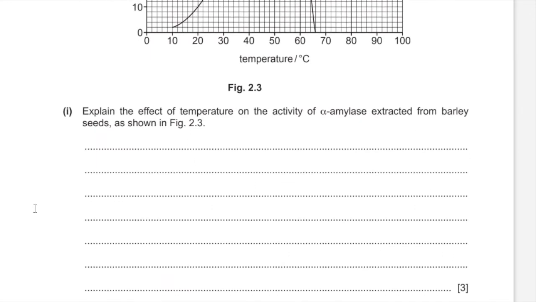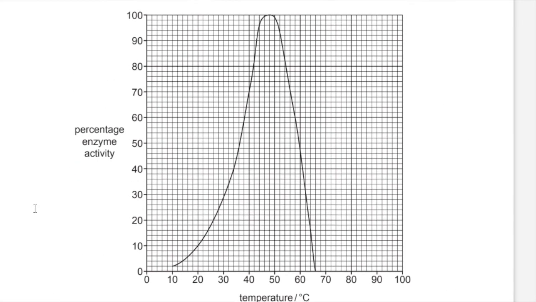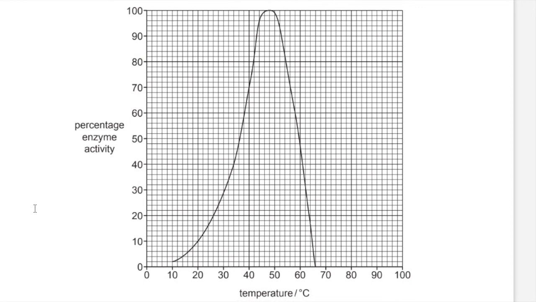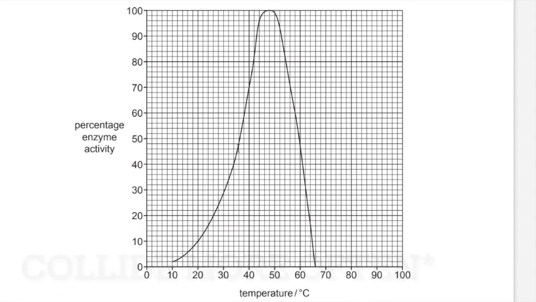Explain the effect of temperature on the activity of amylase, alpha amylase, extracted from barley seeds as shown in figure 2.3. So this time you don't need to write down any descriptions or quote any data from the graph. However, you do need to explain the graph, the shape of the graph. Increasing the temperature increases the kinetic energy of the molecules, and so they move faster and therefore collide faster, which leads to a higher rate of formation of enzyme substrate complex as enzymes collide with their substrate.